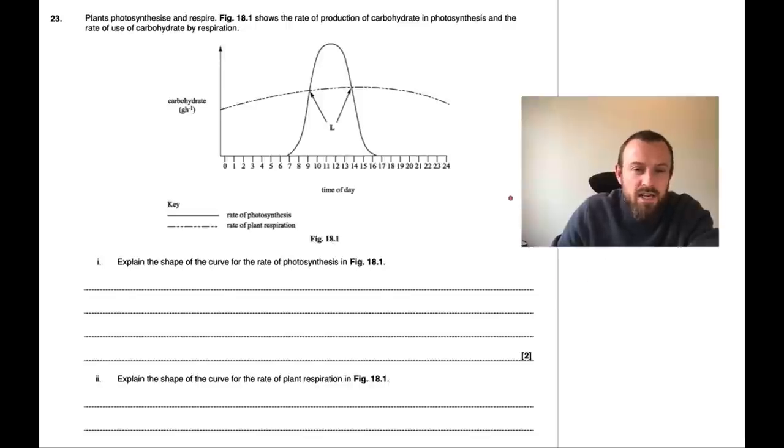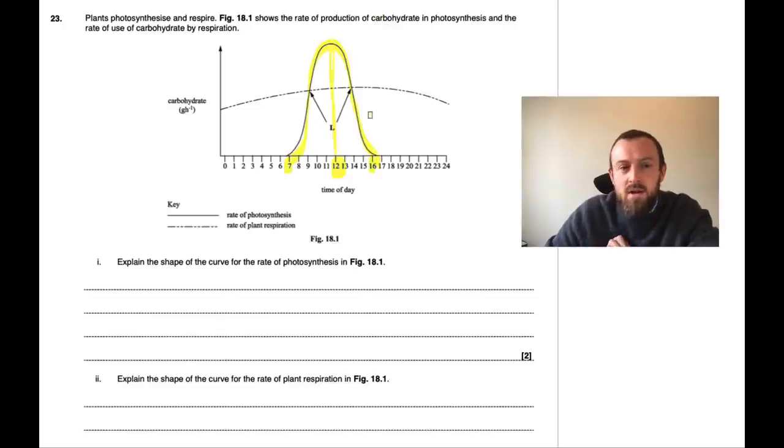I'll show you the mark scheme in a second, but basically, photosynthesis happens when it's light. There needs to be light. The sun rises sometime around 7, and it sets sometime around, by the looks of things here, 4:30. Photosynthesis happens when it's sunny in the daytime, and it reaches a maximum around about noon. At noon, maximum light intensity, maximum rate of photosynthesis.